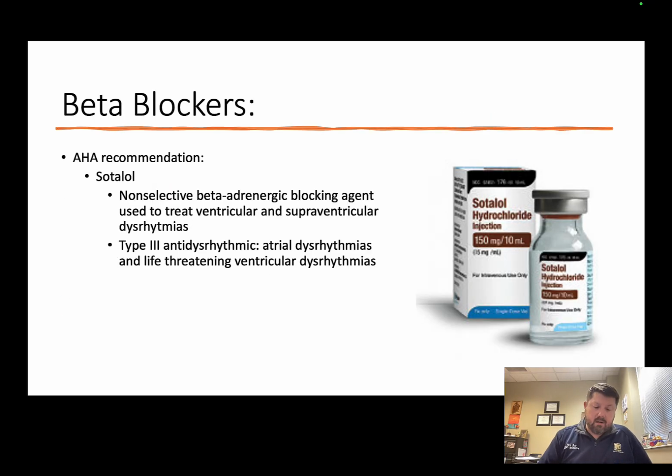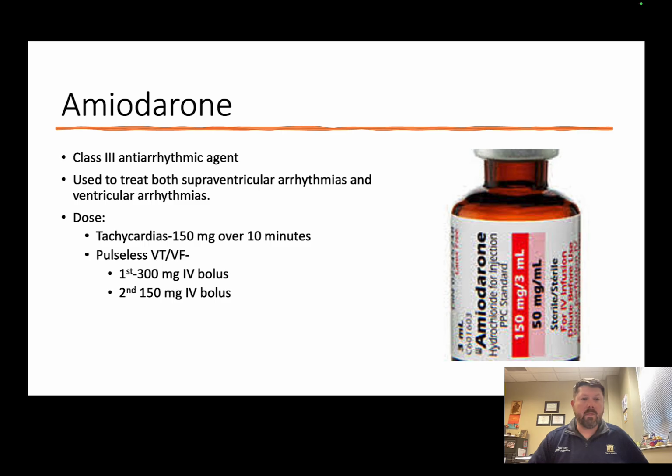The beta blocker that we'll talk about is sotalol, because it's on the American Heart Association algorithm. Sotalol is a non-selective beta-adrenergic blocking agent used to treat ventricular and supraventricular dysrhythmias. Not only is it a beta blocker, but it's also a type 3 antidysrhythmic, which happens to be in the same class as amiodarone. A class 3 antiarrhythmic is used to treat both supraventricular and ventricular arrhythmias.